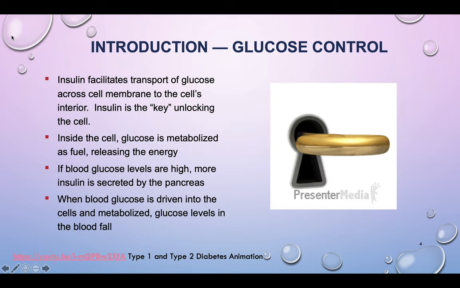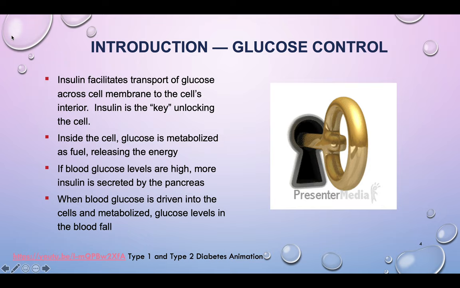If blood glucose levels are high, more insulin is secreted by the pancreas to drive that glucose into those cells. When blood glucose is driven into the cells and metabolized, glucose levels in the blood fall. Then here's a little video of type 1 and type 2 diabetes so you can see what they're talking about.